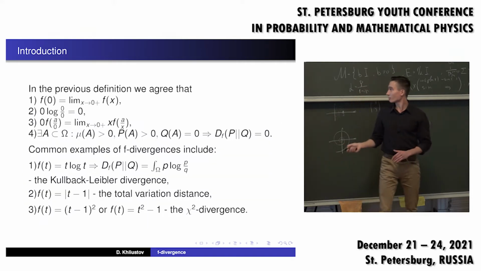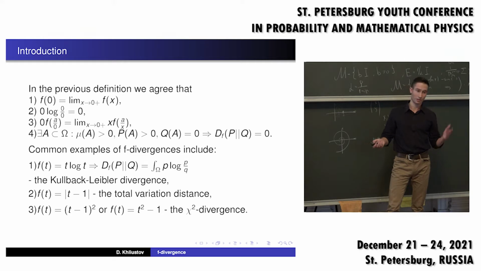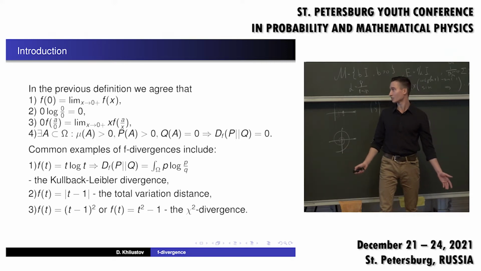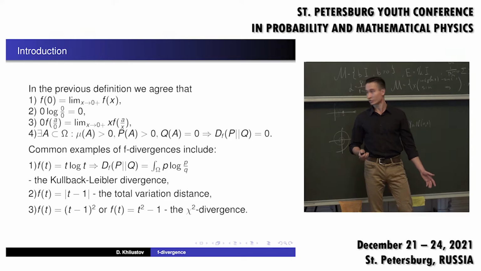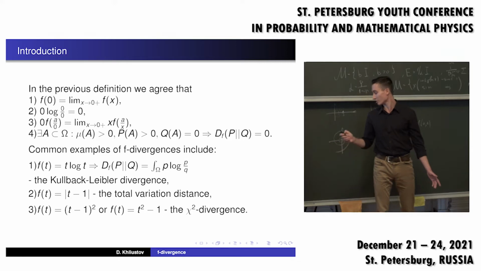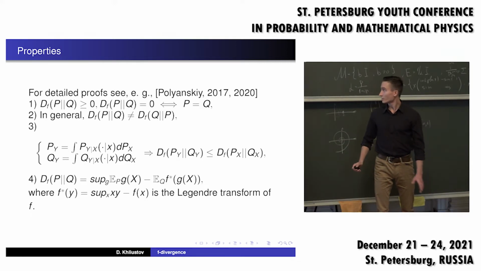The common examples of F-divergence include the Kullback-Leibler divergence, which we have already discussed. It's for a choice of f equals t logarithm t. A total variation distance, which is widely applied in the central limit theorem field, and a chi-squared divergence. Note that the last one can be defined by two choices of f, and both will result in the same quantity finally.